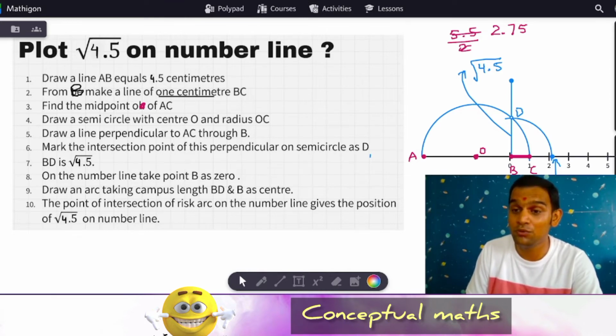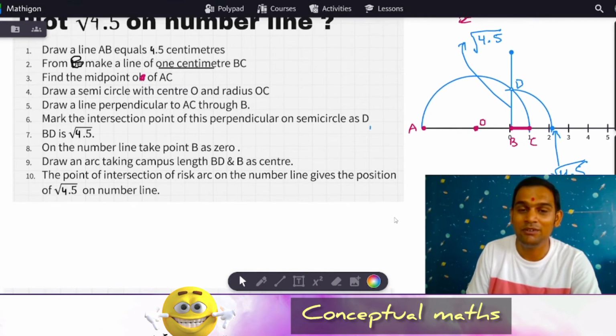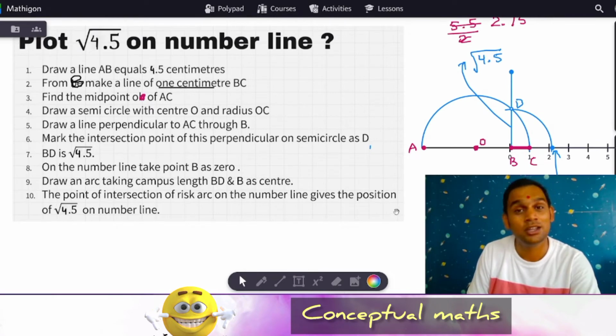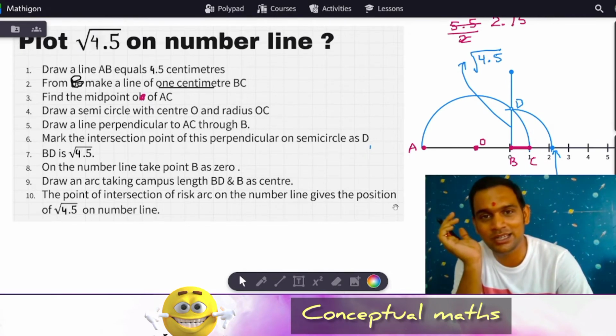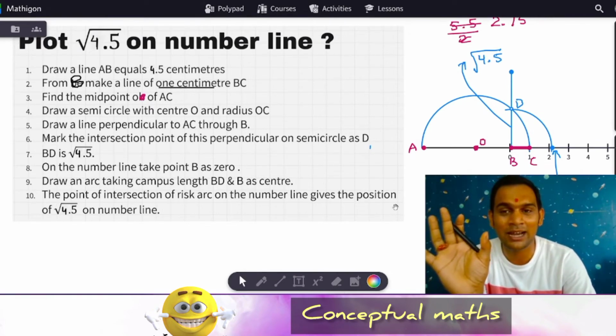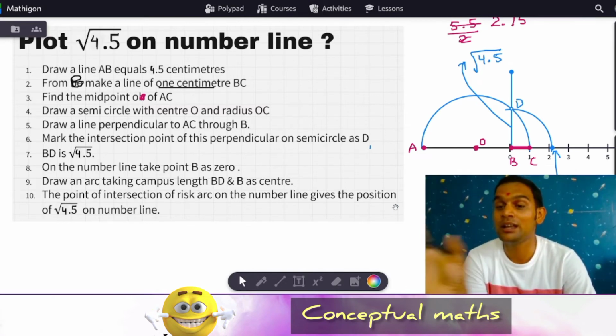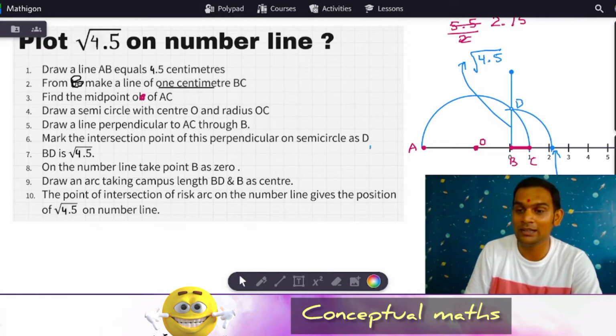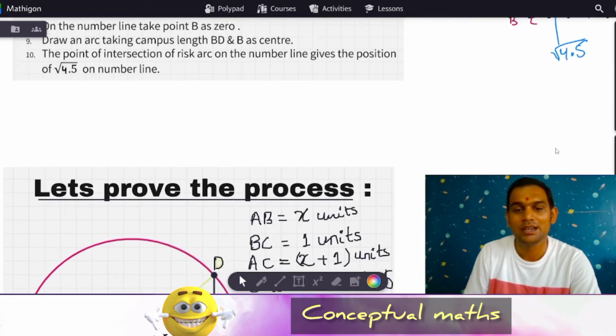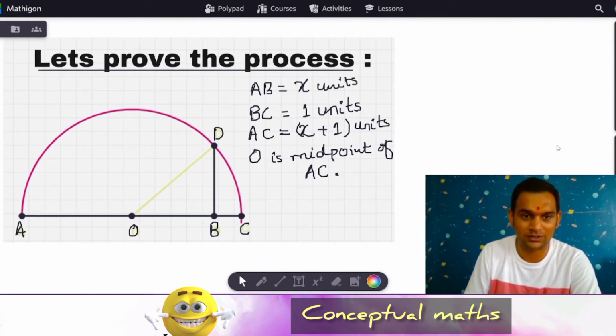Which next thing I told, we will try to prove it. How does that work? And then we will verify it. Now, verify with root 9. Root 9 is nothing but 3, right? So we will follow this exact process, plot root 9 on the number line, and then see whether we are getting that on the number line at the position 3. Yeah, let's prove this process once again.